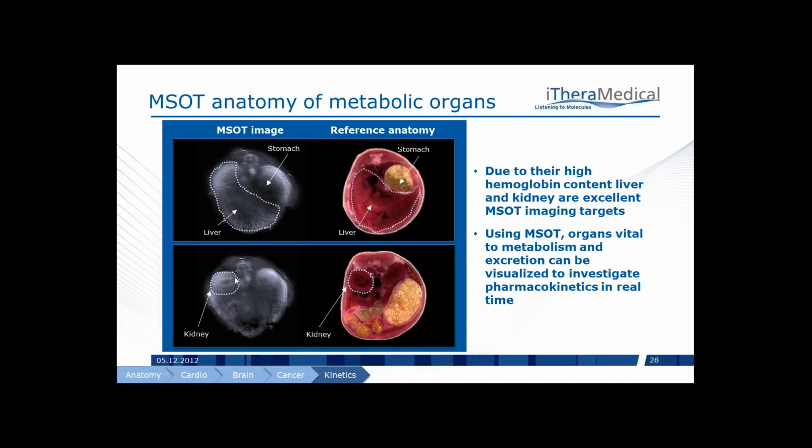A little bit lower in the mouse, we can see the kidney. We can distinguish the renal cortex and renal medulla from the renal pelvis, and we can clearly see the spleen, in this case, on the other side.